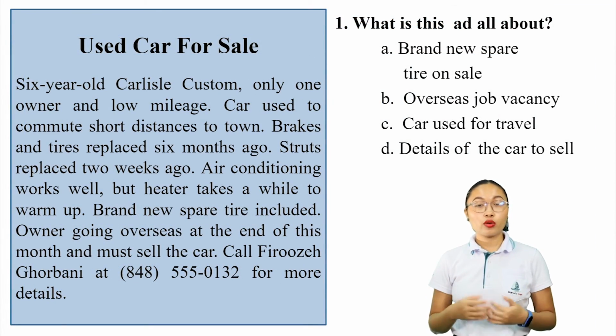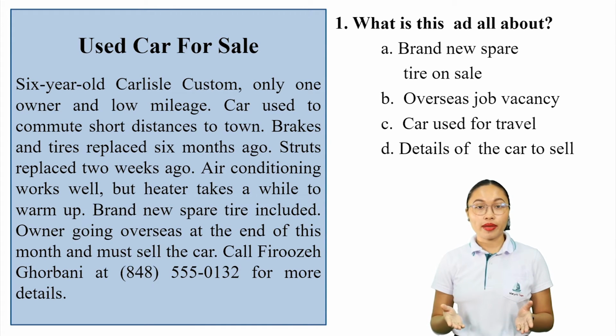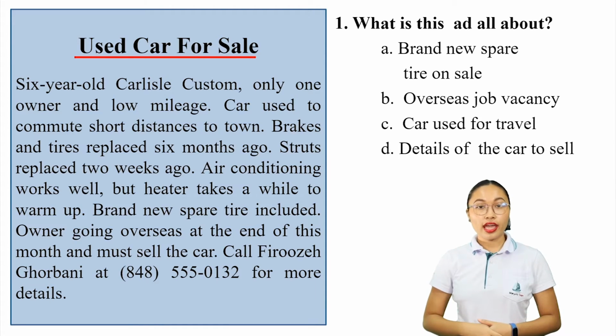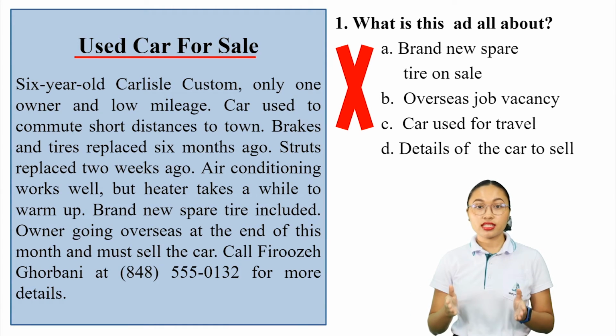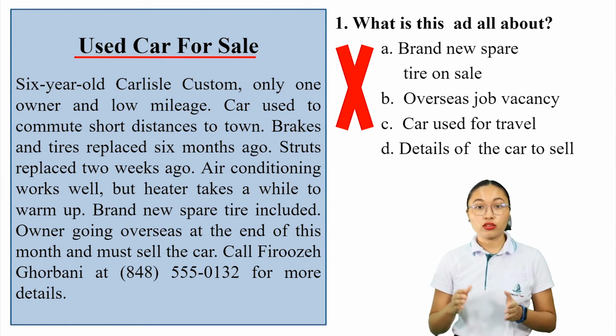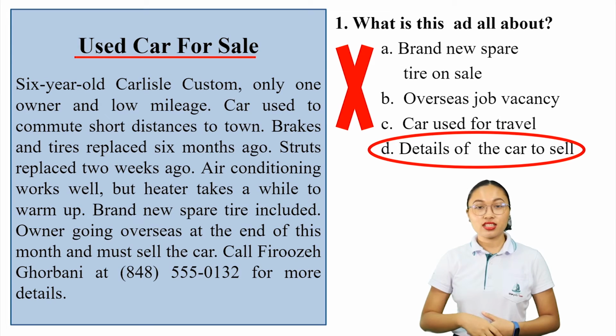Time's up. Question number 1. What is this ad all about? We need to use skimming for this question. Looking at the title of the passage, it says used car for sale. Letters A to C are the details given about the car, but they are not the answers to the question. We use skimming when looking for the main idea. Therefore, our answer is letter D, details of the car to sell.